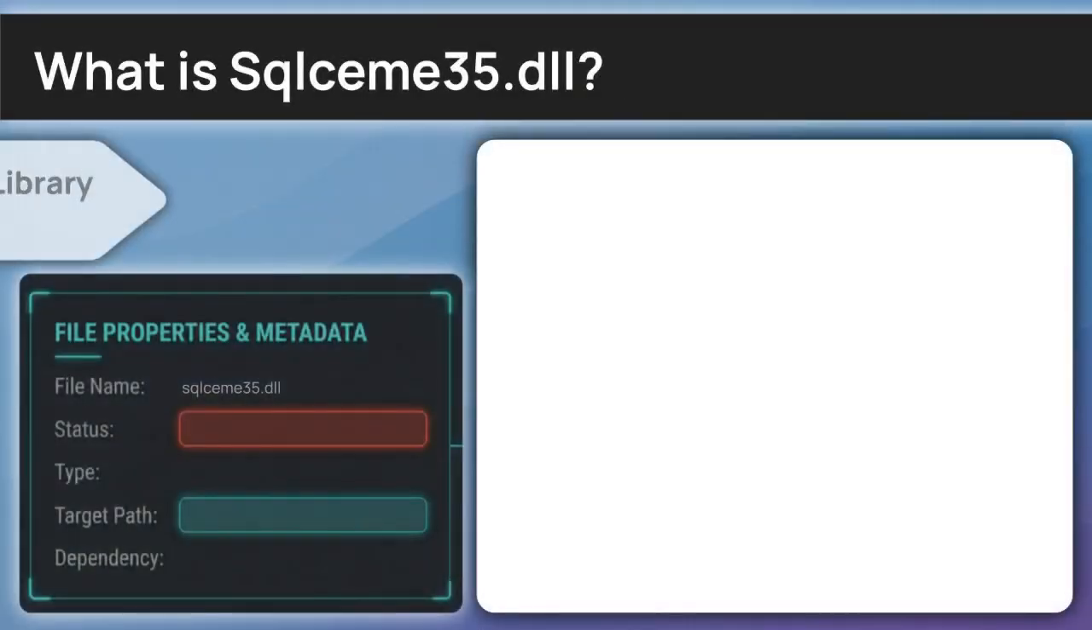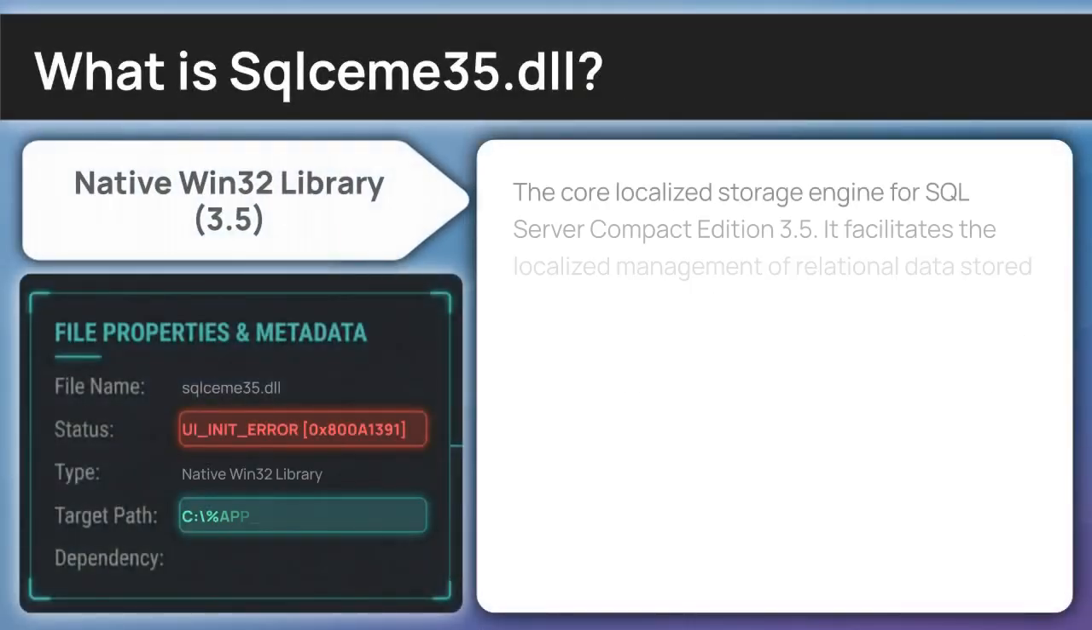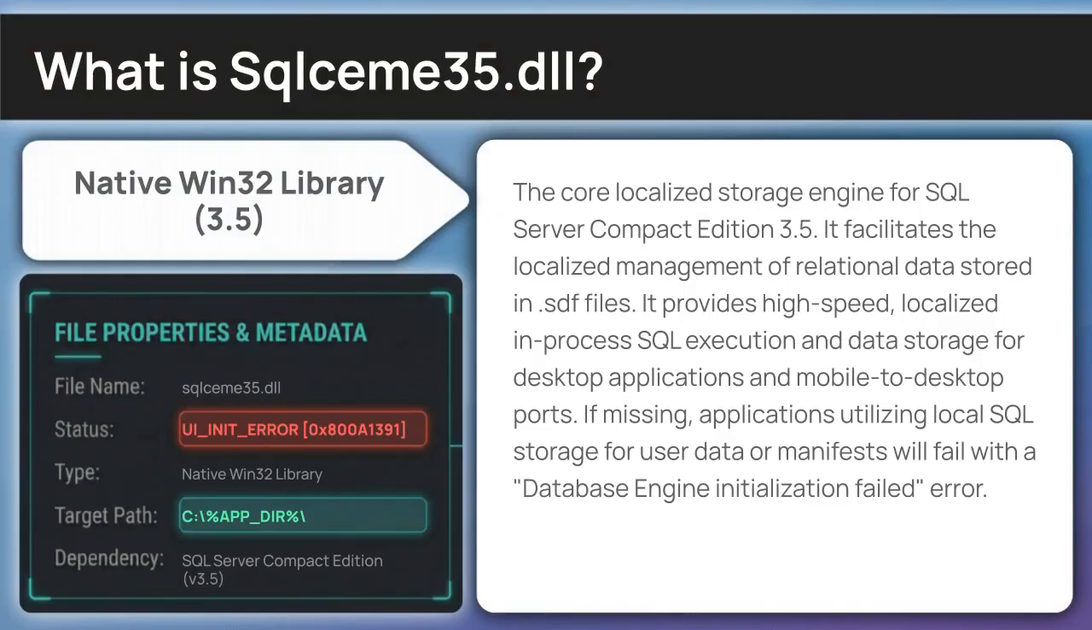This is the sqlceme35, the core localized storage engine for SQL Server Compact Edition 3.5. It facilitates the localized management of relational data stored in .sdf files. It provides high-speed, localized in-process SQL execution and data storage for desktop applications and mobile-to-desktop ports. If missing, applications utilizing local SQL storage for user data or manifests will fail with a database engine initialization failed error. Now that we've covered what the file does, let's jump into our first fix.